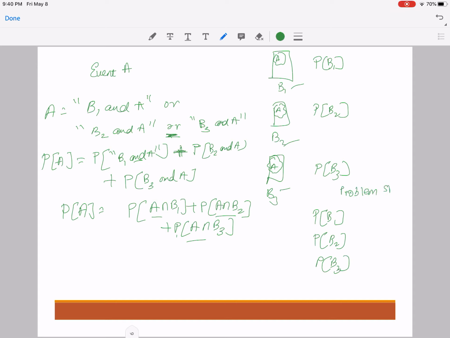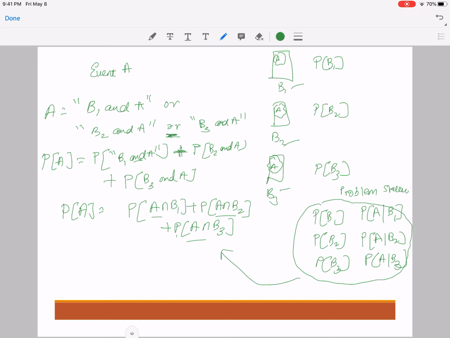Additionally, the problem statement may also give you the fraction or the probability of getting the event A given that a source is selected, meaning it may be given to you what is the probability of event A given that source B1 was selected. So essentially, I'm giving you what fraction of items produced by B1 correspond to the event A. Similarly, it may be given to you what's the probability of event A given B2 was selected and what's the probability of A given B3 was selected. So these items may be given to you in the problem statement, and we have to use these items and plug them into this equation somehow.